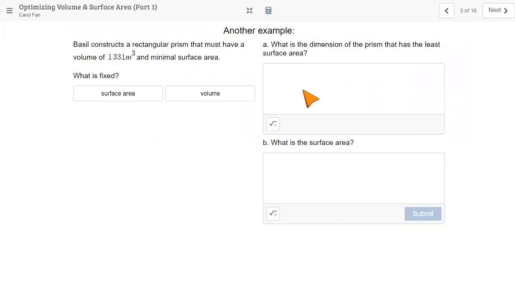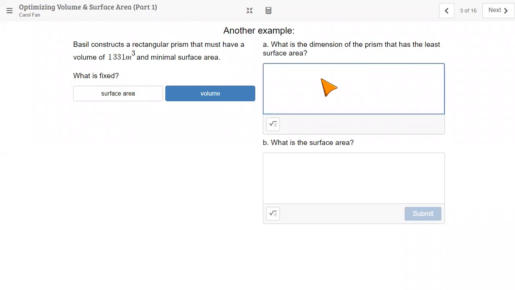Okay, let's do another example of this. Basil constructs a rectangular prism that must have a volume of 1,331 meters cubed and a minimal surface area. What is fixed here? Is it volume or surface area? So our constraint is the volume. Volume must be 1,331. So what's the dimension of the prism that has the least surface area?